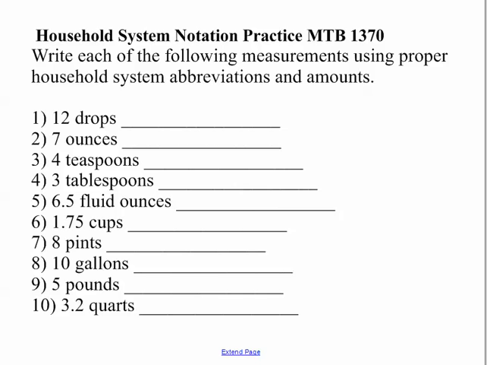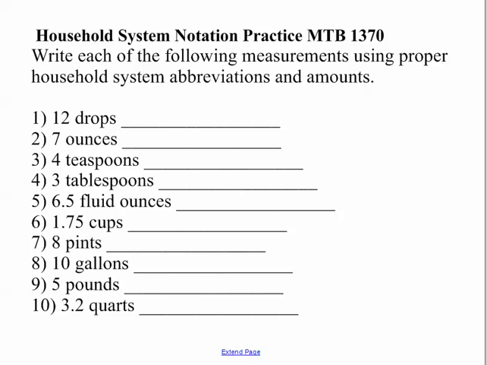One thing to remember in the household system of measurement is that we do not use decimals. We use fractions and mixed numbers and whole numbers for quantities. And with our abbreviations, we do not put a dot or a period after the abbreviation, nor do we include an S if there is more than one of that quantity.